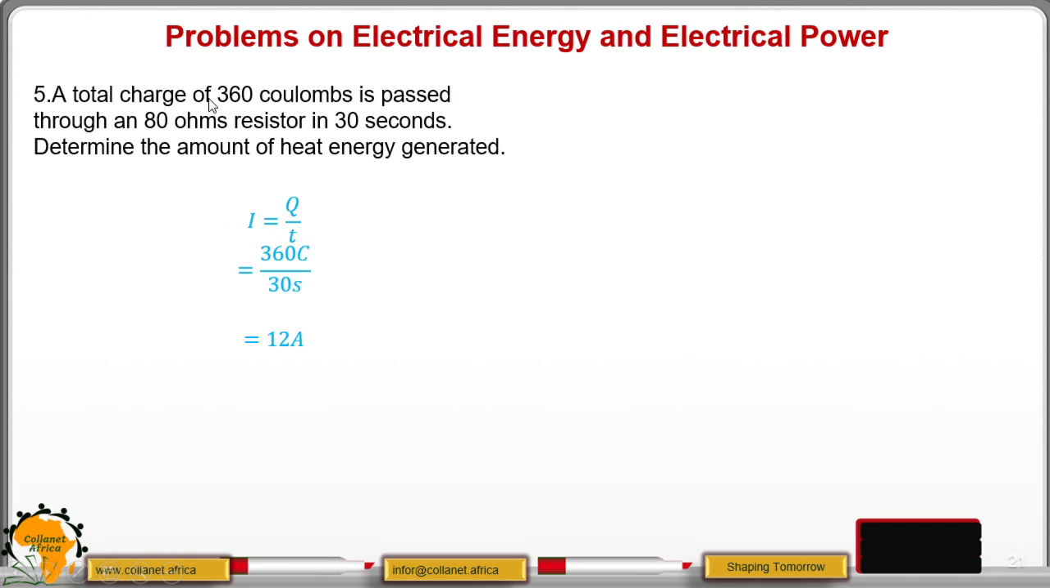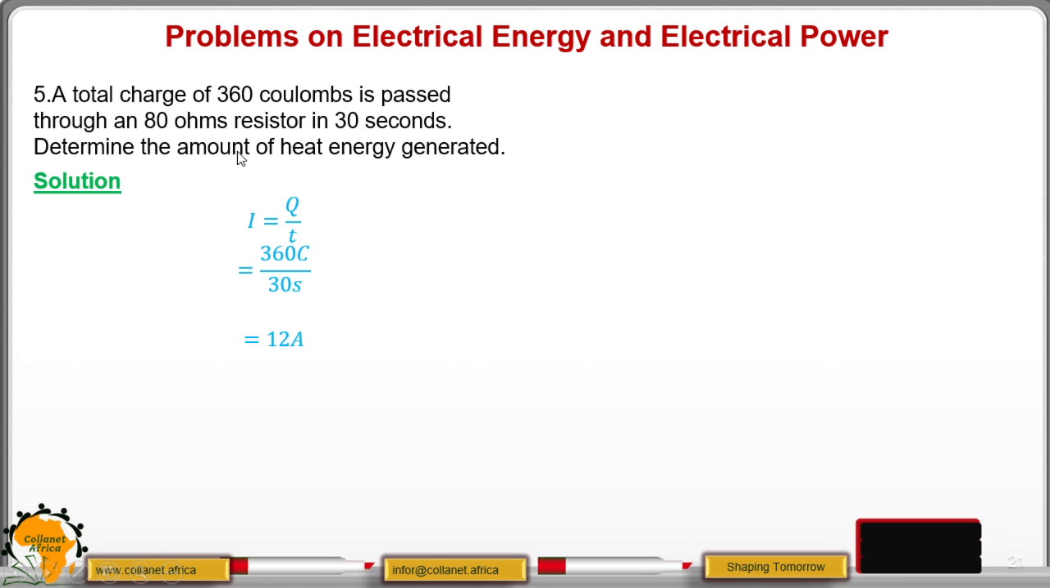A total charge of 360 coulombs is passed through an 80 ohms resistor in 30 seconds. Determine the amount of heat energy generated. Now this one, you find that current is given by Q over T, because current is the rate of flow of charges, and therefore current is given by the charge divided by the time T. Now the charge is given as 360 and the time is 30 seconds. Therefore we get current as 12 amperes.